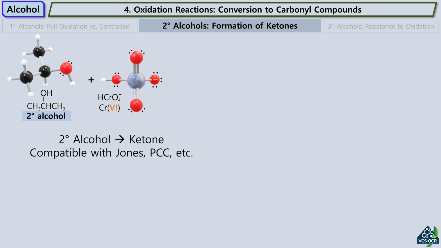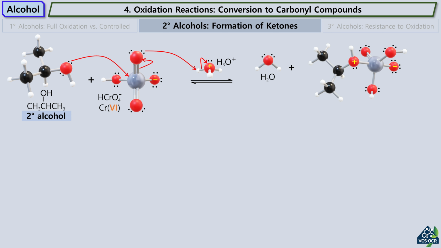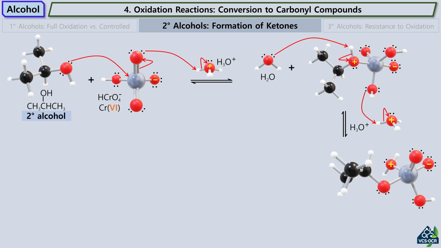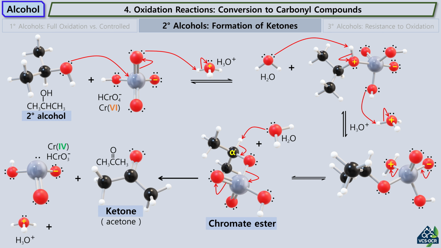Notably, this transformation works with various oxidizing agents, including Jones reagent and PCC, because the reaction naturally halts at the ketone stage. The process begins as the alcohol oxygen attacks the chromium center, forming a coordinated intermediate. Proton transfers then generate a suitable leaving group, and loss of water establishes the chromate ester linkage. Next, the mechanism proceeds through an E2-like elimination. A base, such as a solvent molecule or a counterion, abstracts the alpha hydrogen.